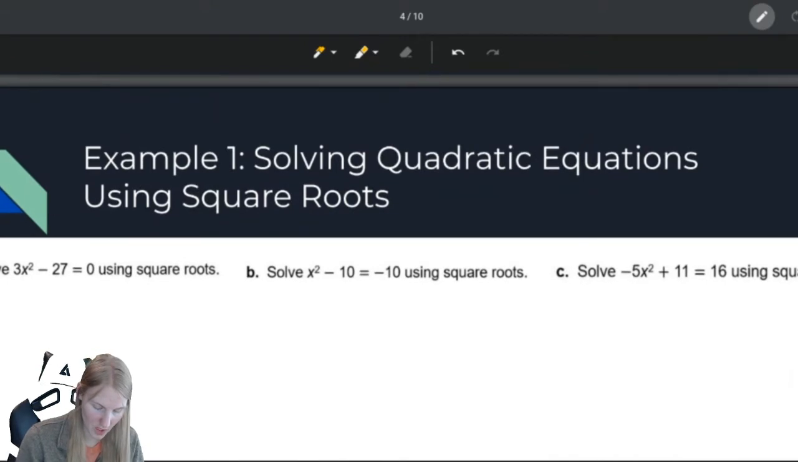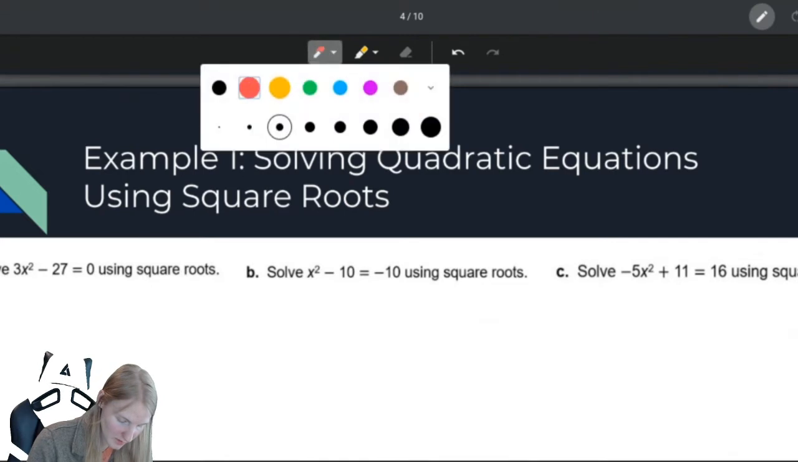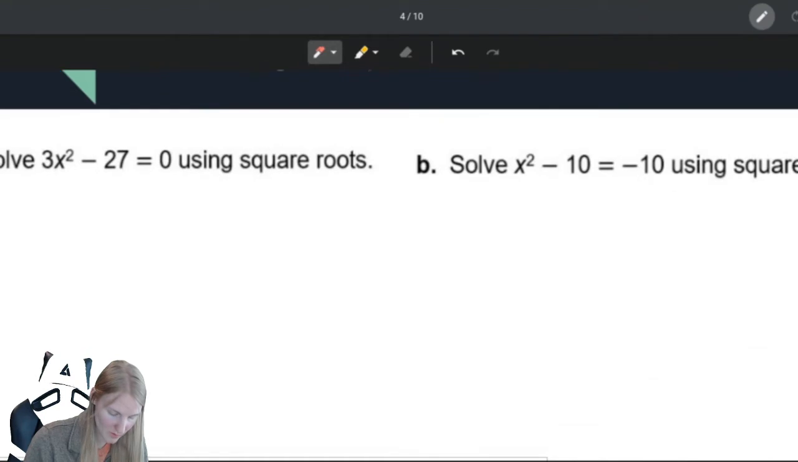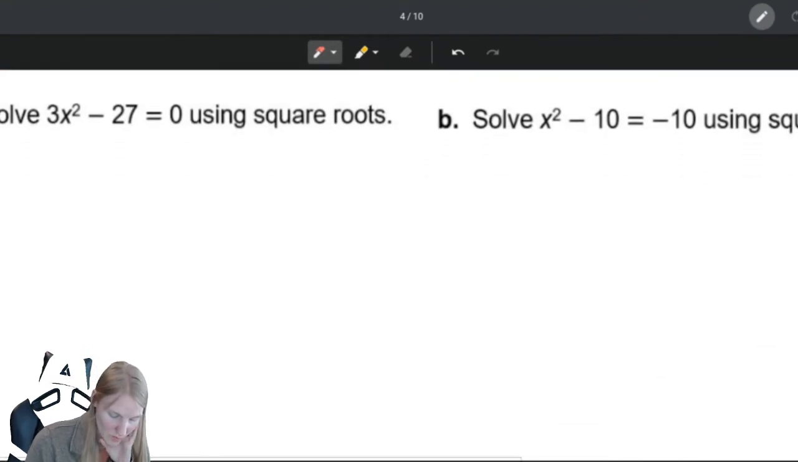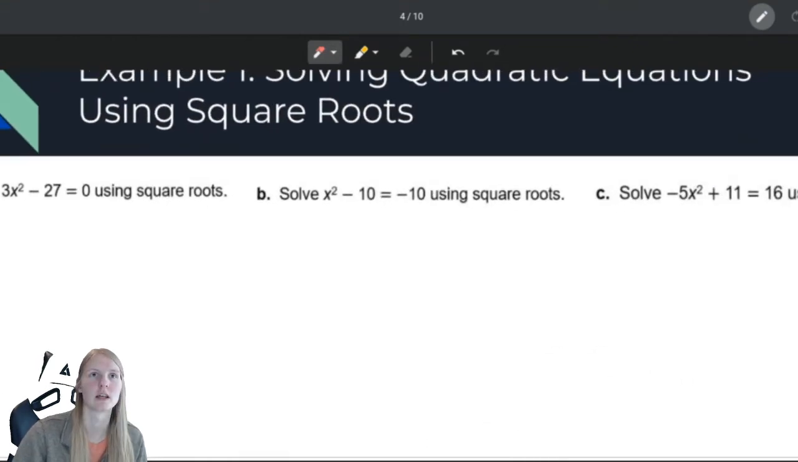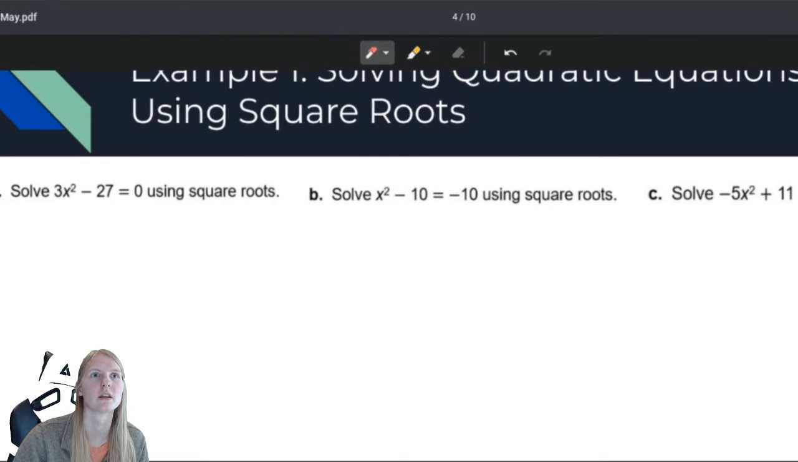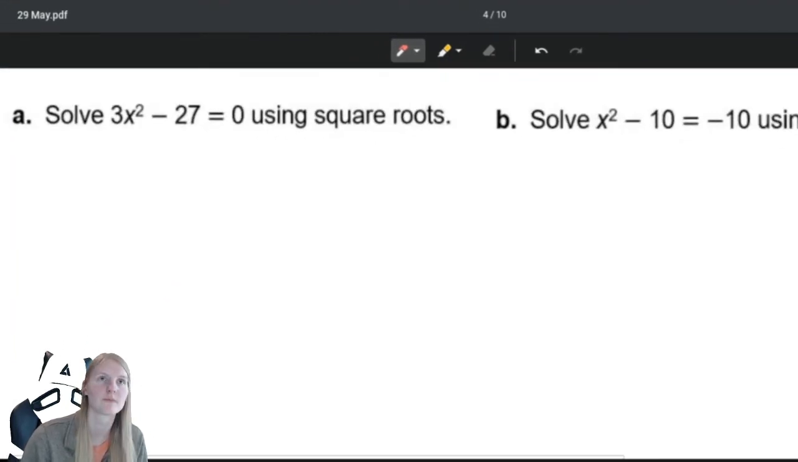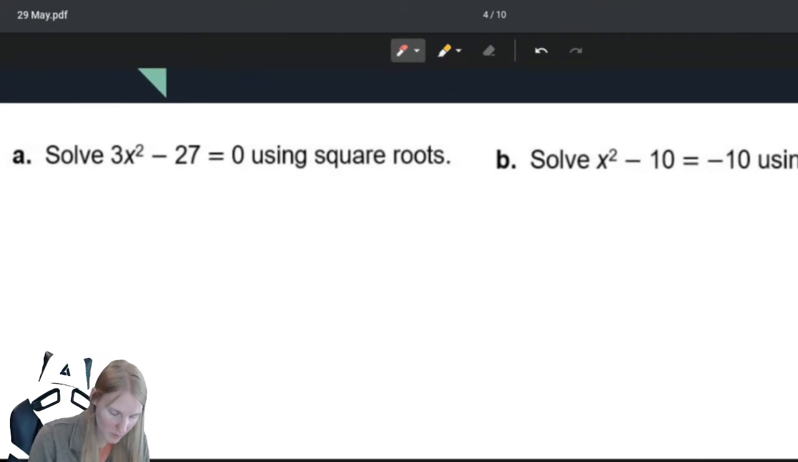These are examples of solving quadratic equations using square roots. Get a different color in here. Alright, we're going to look at A first. 3x squared minus 27 using square roots. So, oh, you can't see that. Still can't see that. Let me move. There we go. Okay, so here's our equation, and we are wanting to solve for x. We want to get x by itself.